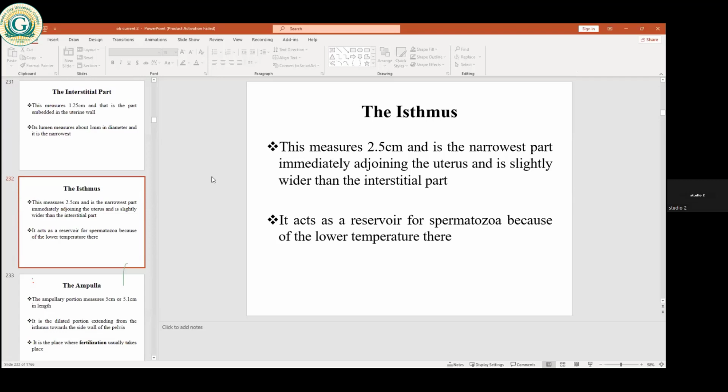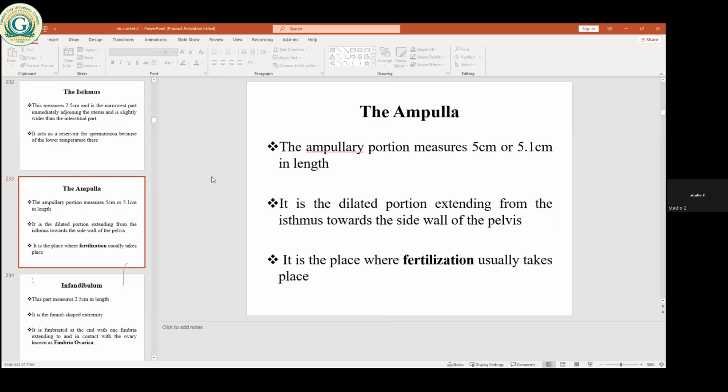Look at its function. It's a reservoir for spermatozoa. Remember we said that sperm is kept in the woman for a week before it dies. It is kept in the isthmus of the fallopian tube, not the isthmus of the cervix. The temperature there is very good for the sperms. And then we have the ampulla. It is the widest portion, 5.1 centimeters in length, the dilated portion extending from the isthmus towards the side walls of the pelvis. It is the place where fertilization takes place.